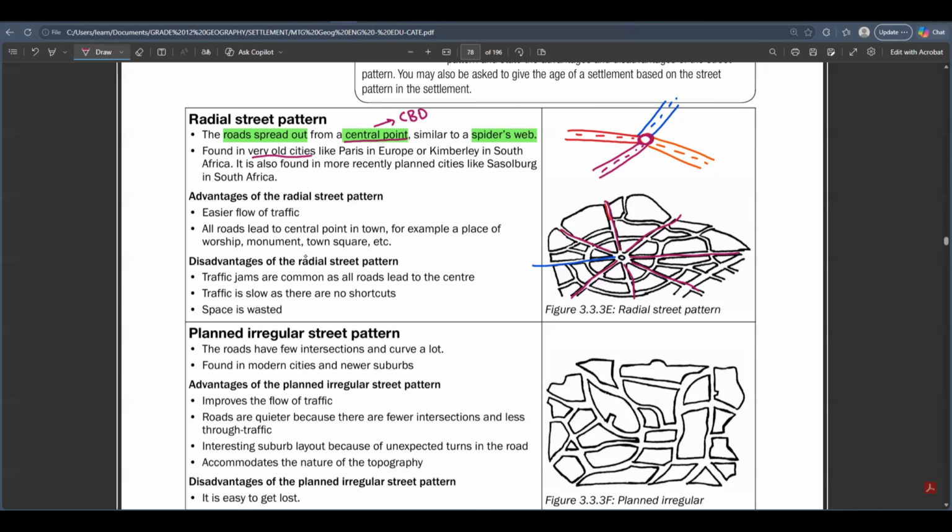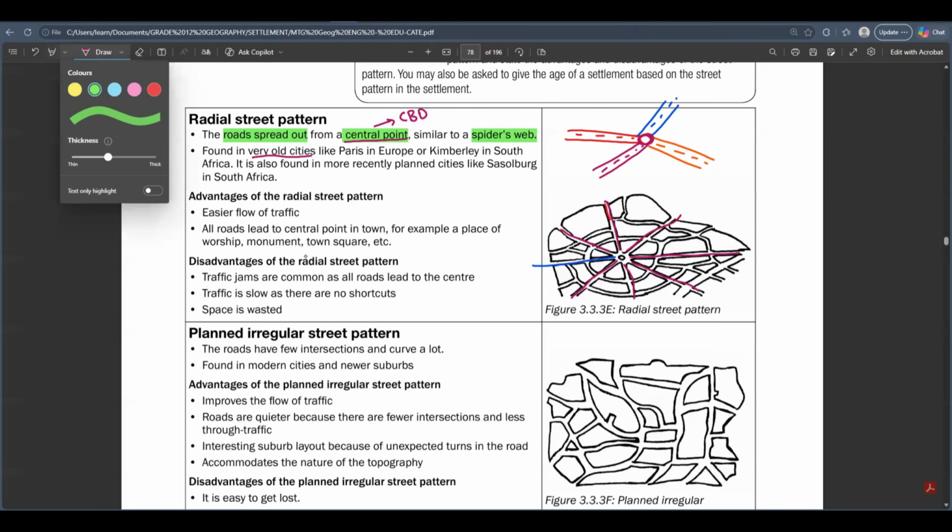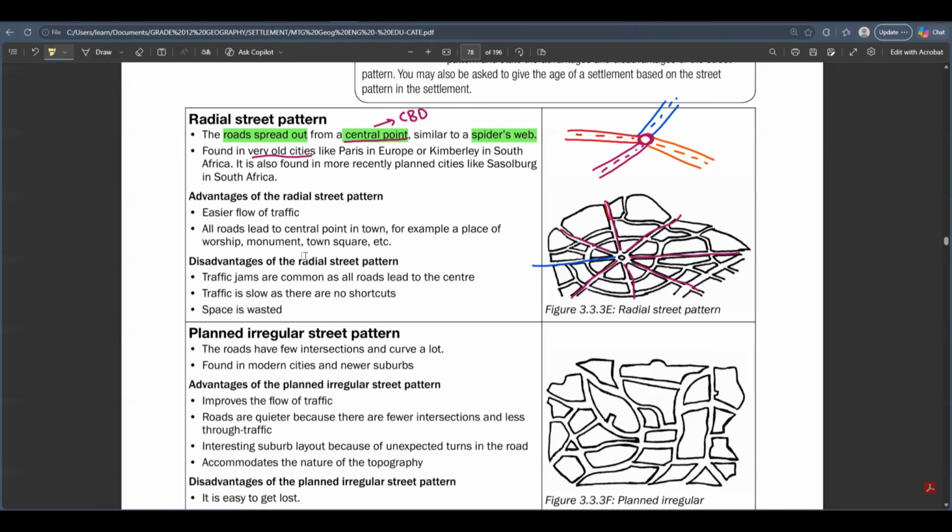So what is the advantage of even having this straight pattern whereby all the roads are leading to one common central point, which is usually the CBD? There is an easier flow of traffic. Traffic is easy to follow here because remember that here, all the roads are coming from the central point, all right? So there wouldn't be any traffic.